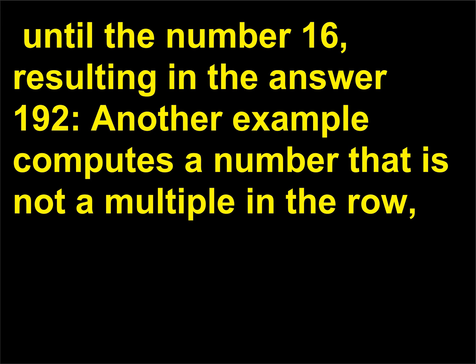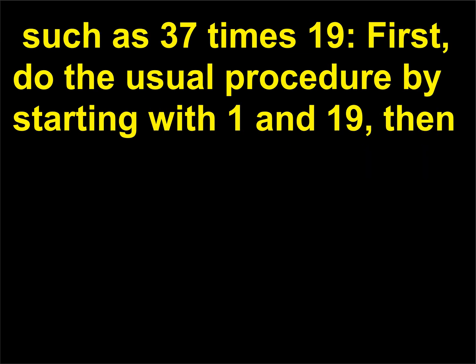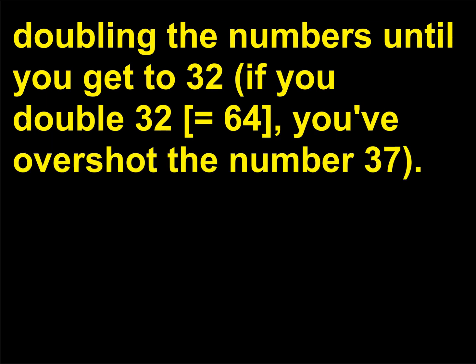Another example computes a number that is not a multiple in the row, such as 37 times 19. First, do the usual procedure by starting with 1 and 19, then doubling the numbers until you get to 32. If you double 32 equals 64, you've overshot the number 37.